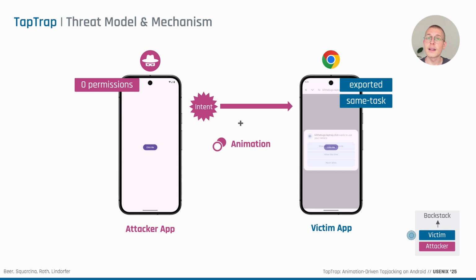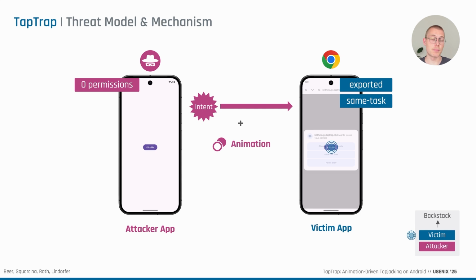user into clicking on a sensitive UI element, such as, for example, the allow button here. This works because even though the victim activity is completely transparent and only the attacker activity is visible, it is on top of the backstack. And because it is on top of the backstack, it receives user touches and previous mitigations do not apply.